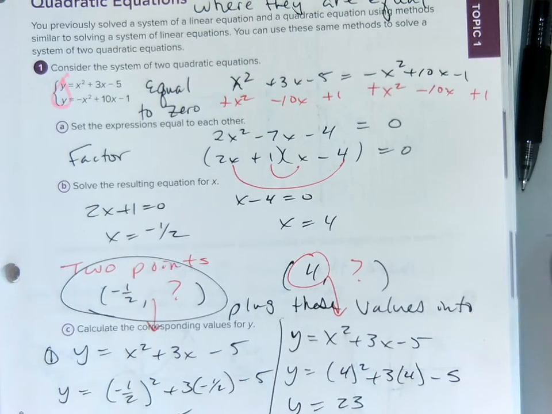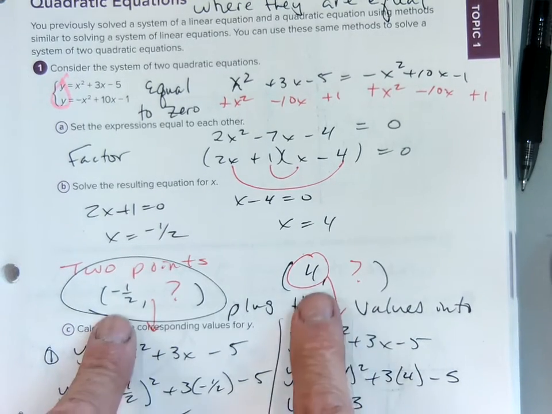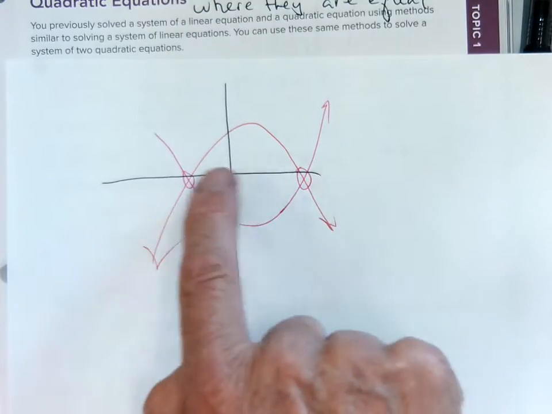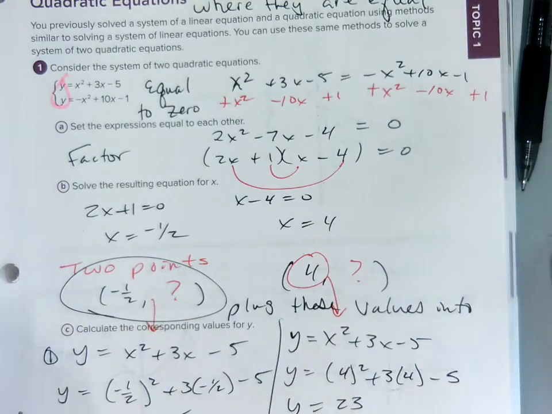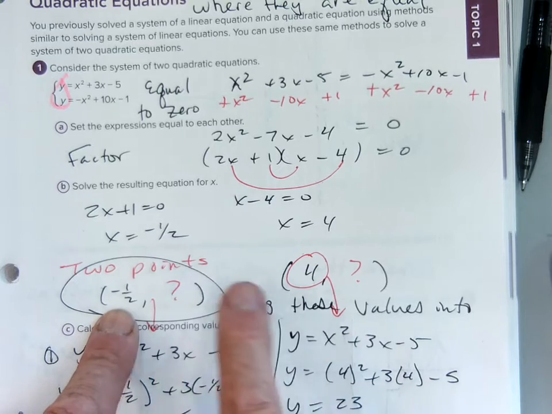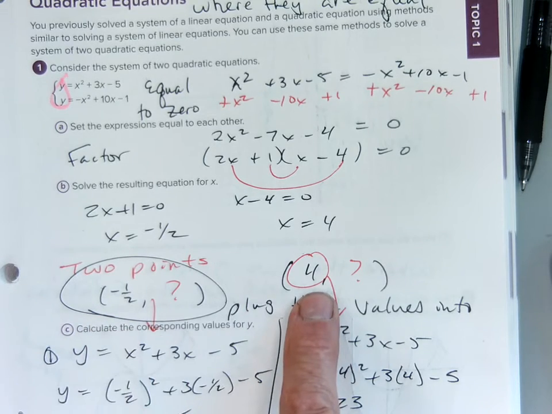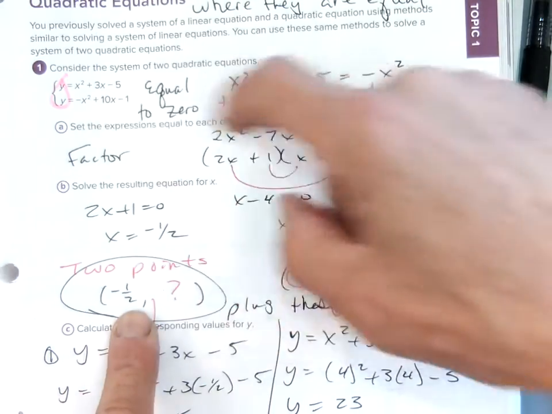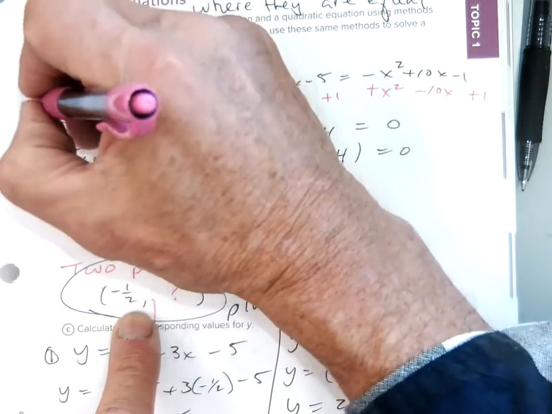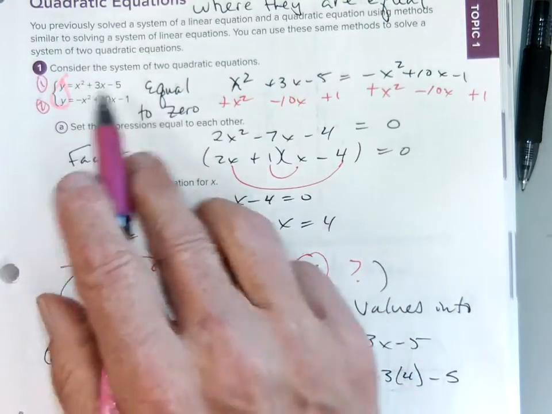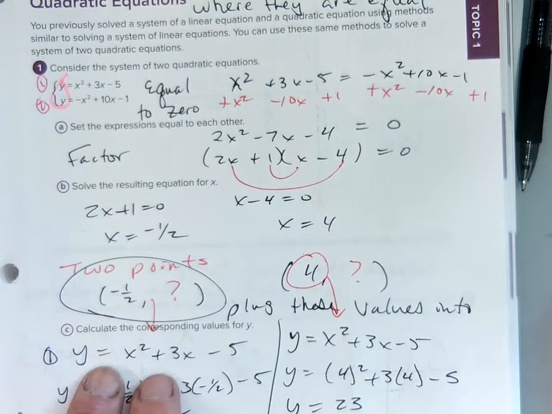Right, so those are just the x values of the 2 points. Remember, we're probably going to get 2 points of intersection. So those are the x values, negative 1/2 and 4. To get their corresponding y values, I plug them in to either equation. I just liked equation 1 because it looked like an easier number. There's no negatives. So I plugged them both into equation 1.